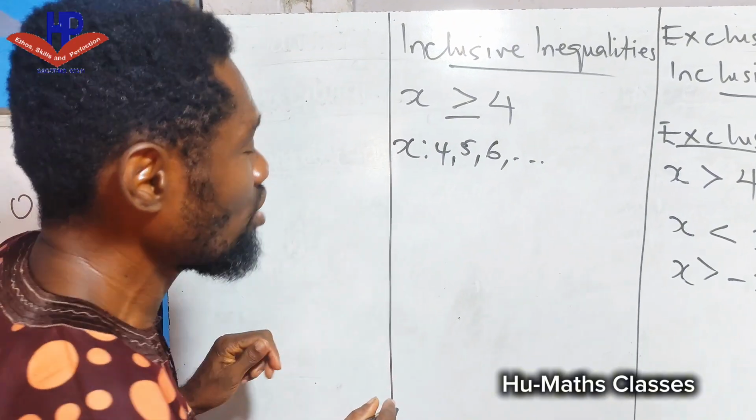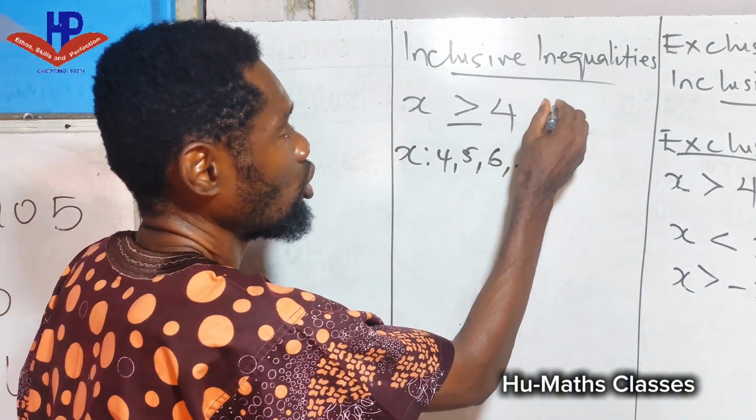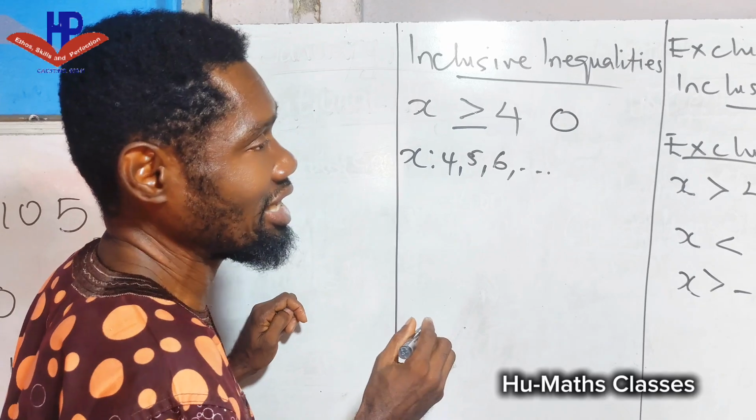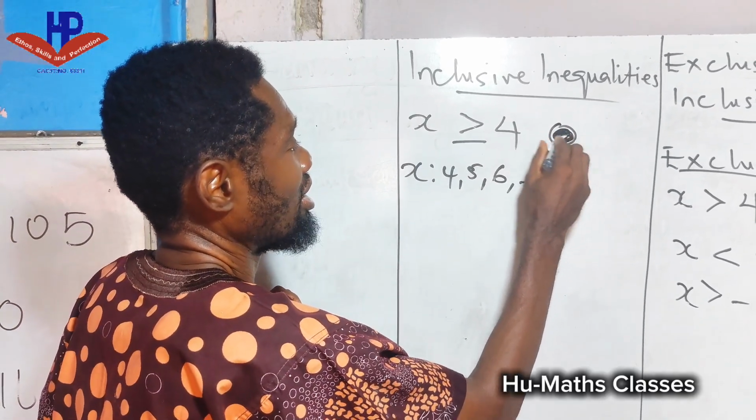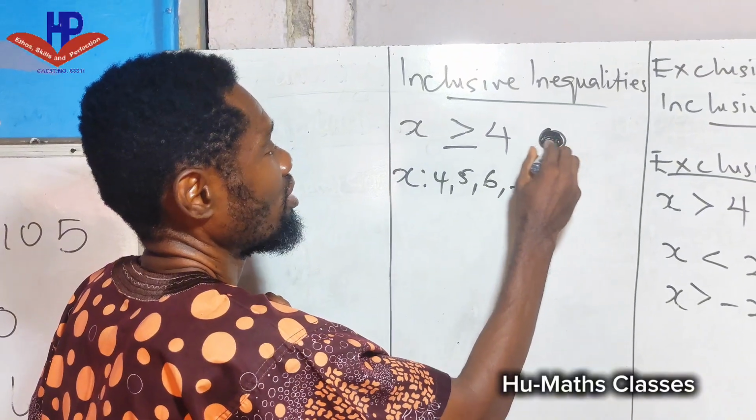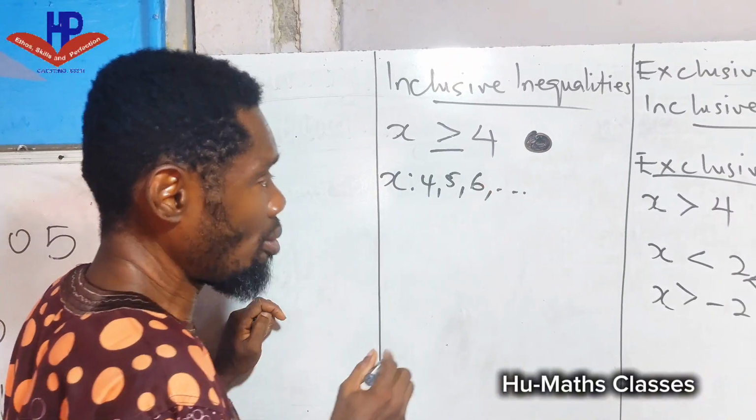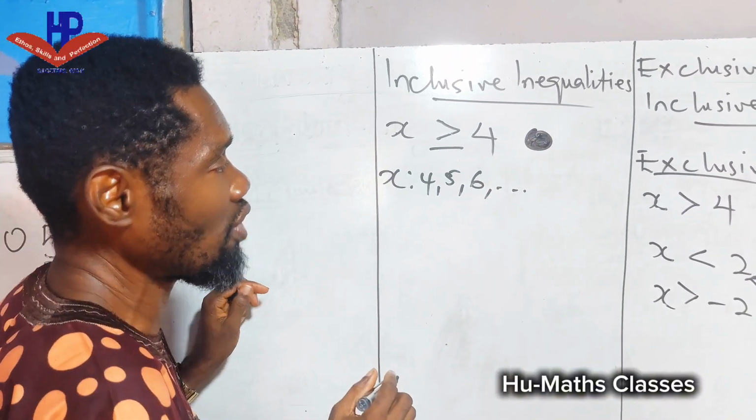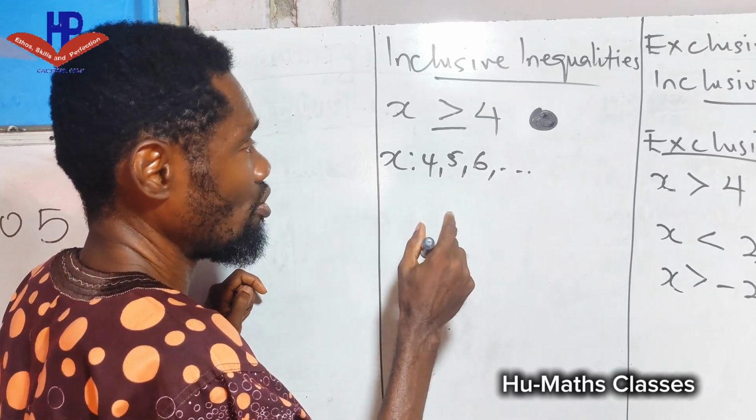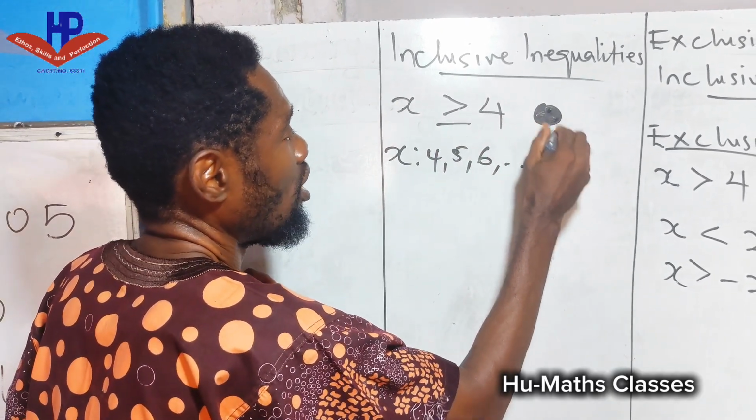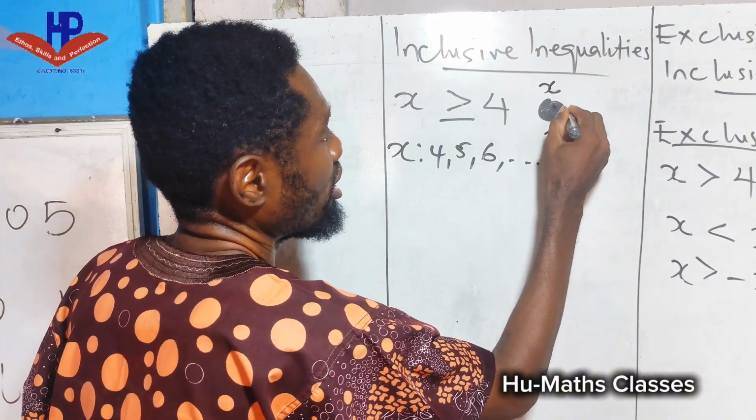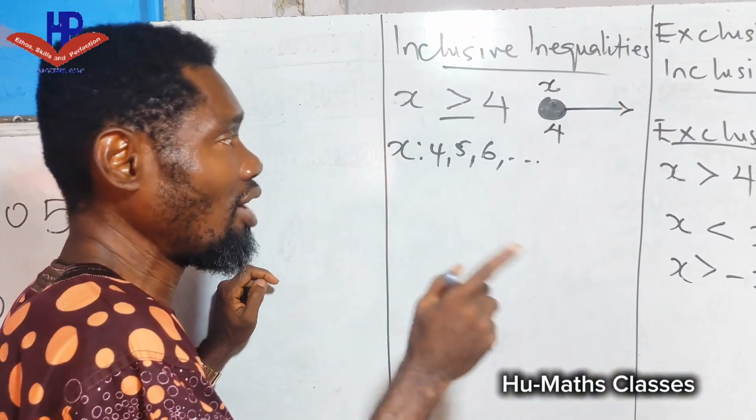The inequality line graph is always closed because the number is a member of that set. So I'm going to shade it. That shows that the inequality is inclusive. In the examples of the previous class, it was open, but now it is shaded, meaning that 4 is a member of this set. So we have our 4 and we have our x, with the arrow going this way because it is greater or equal to.